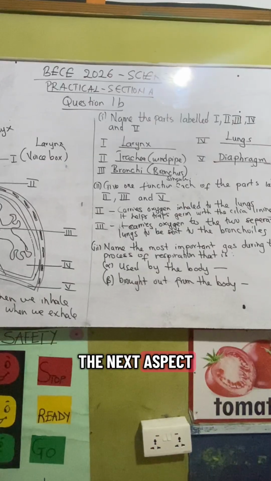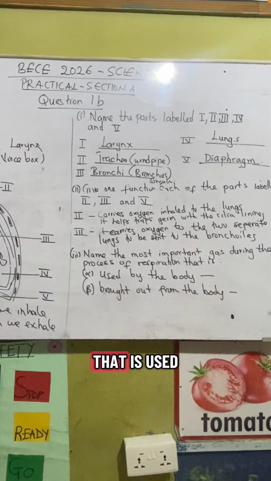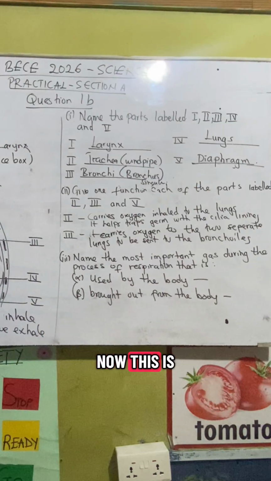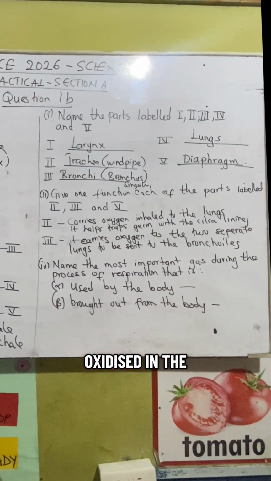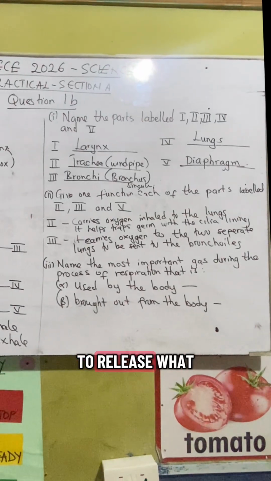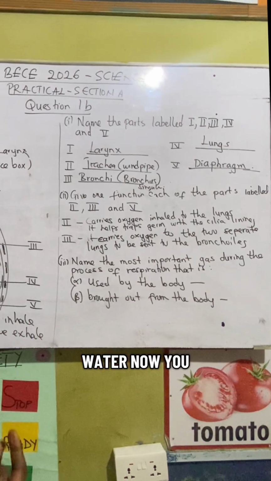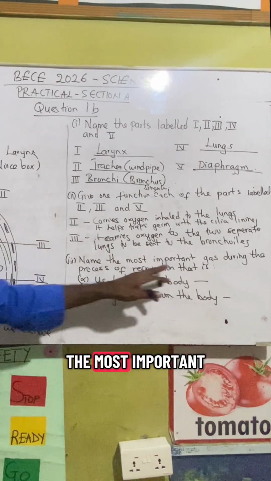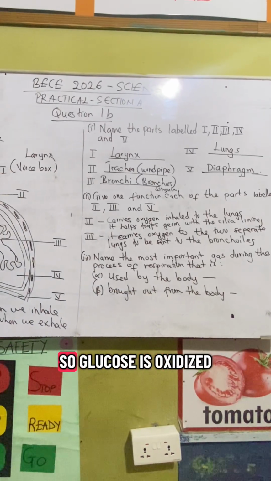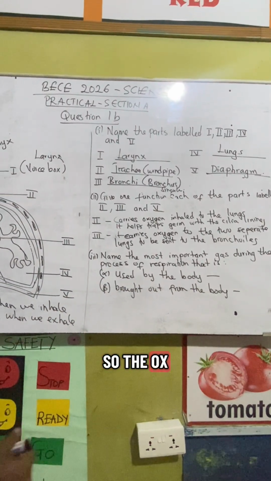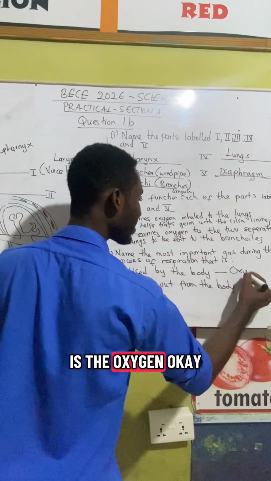Now let's look at the next aspect. Name the most important gas during the process of respiration that is used by the body. Now this is respiration. What is respiration? It's a process whereby glucose is oxidized in the cells of the body to release what? Energy, carbon dioxide and water. Now we said, name the most important gas during respiration that is used by the body. So glucose is oxidized. The gas that is being used by the body over there is oxygen.